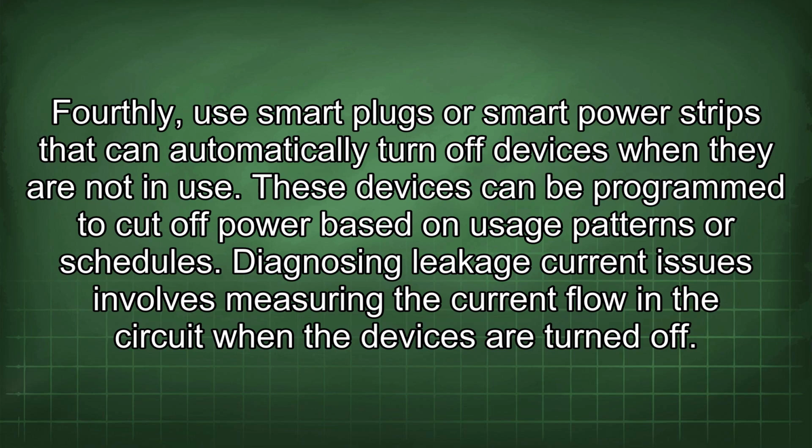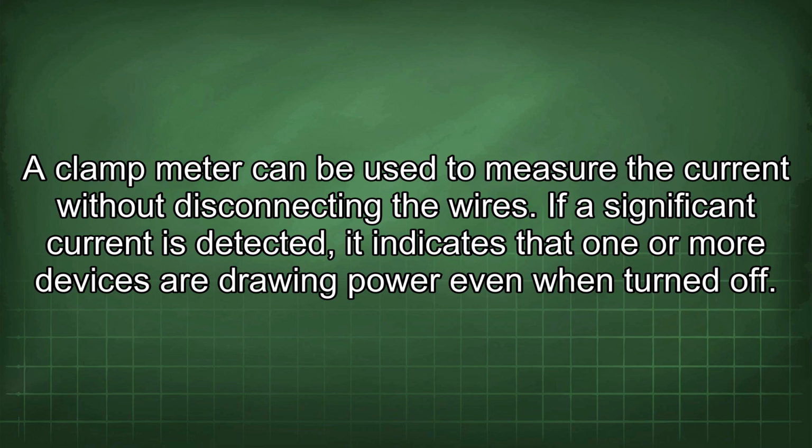Diagnosing leakage current issues involves measuring the current flow in the circuit when the devices are turned off. A clamp meter can be used to measure the current without disconnecting the wires. If a significant current is detected, it indicates that one or more devices are drawing power even when turned off.